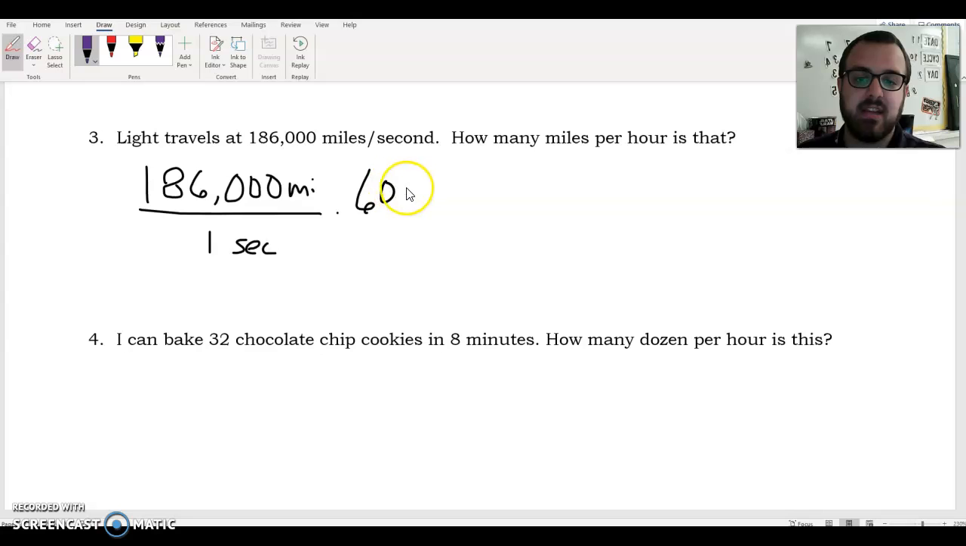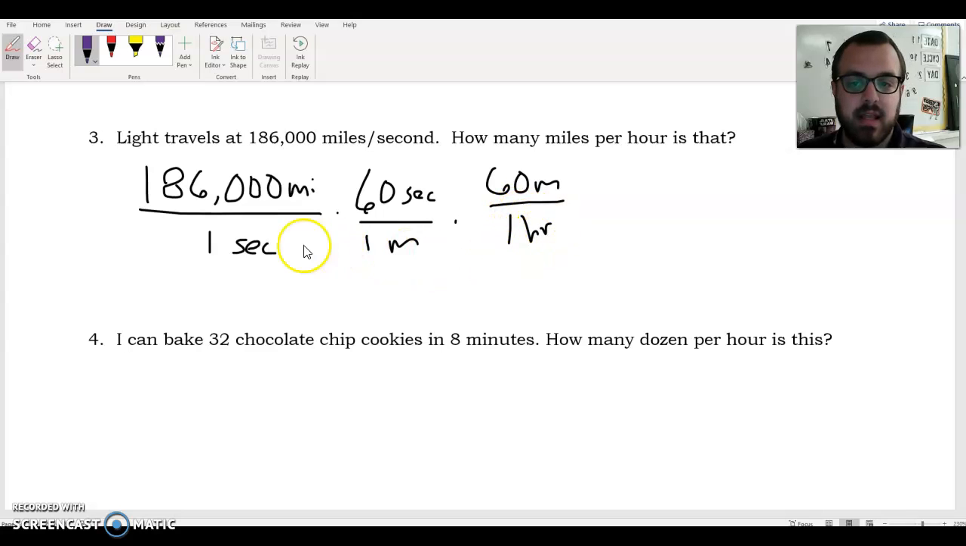There's 60 seconds in a minute, and then there's 60 minutes in 1 hour. And again, seconds will cancel, minutes will cancel. I'm going to get miles per hour.